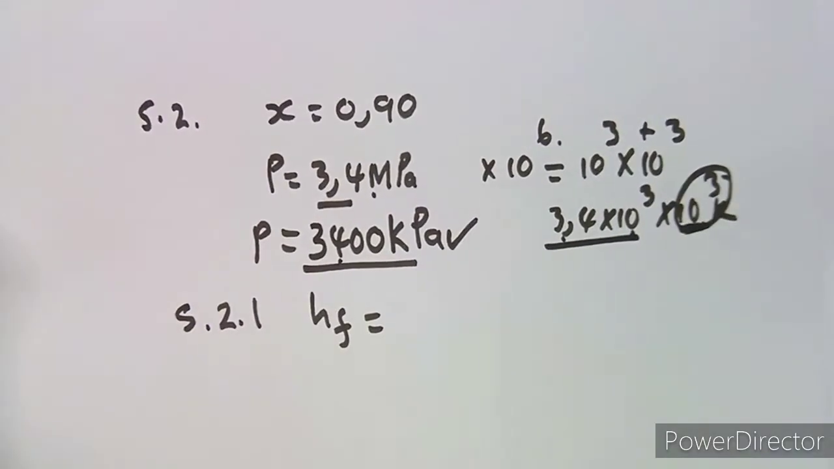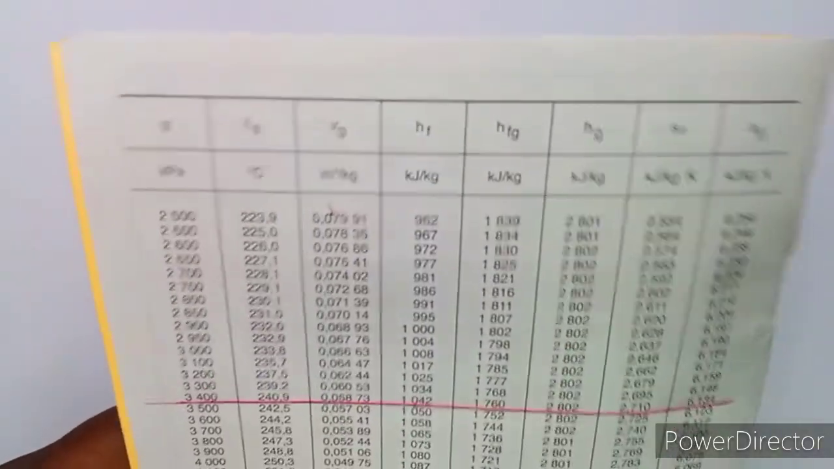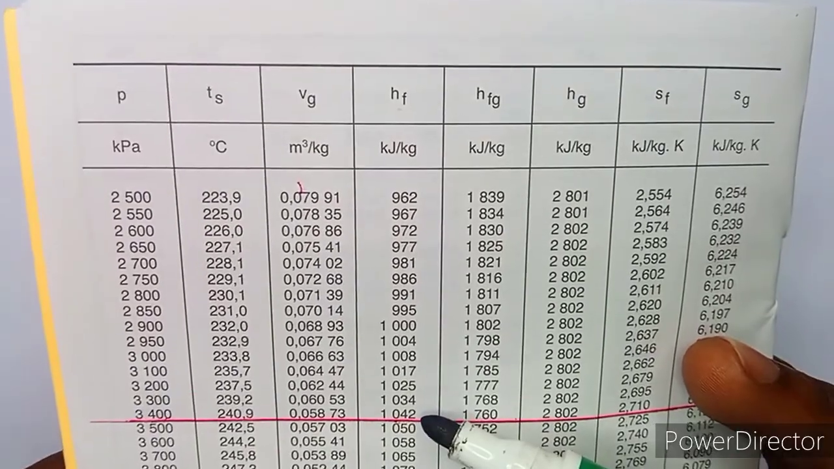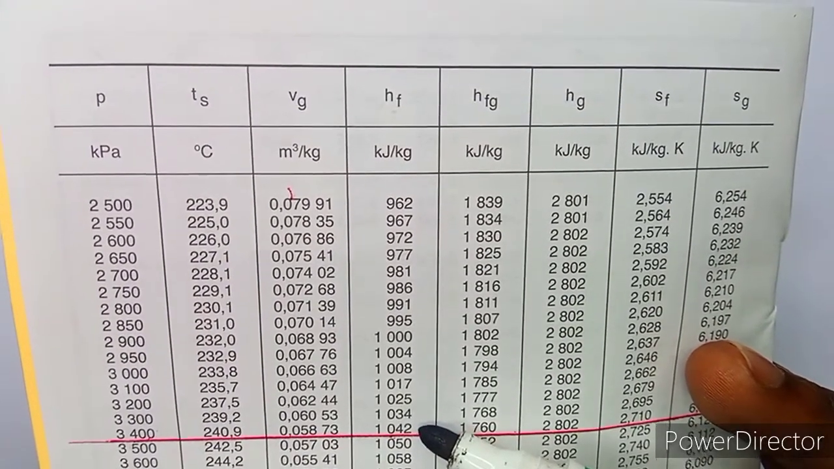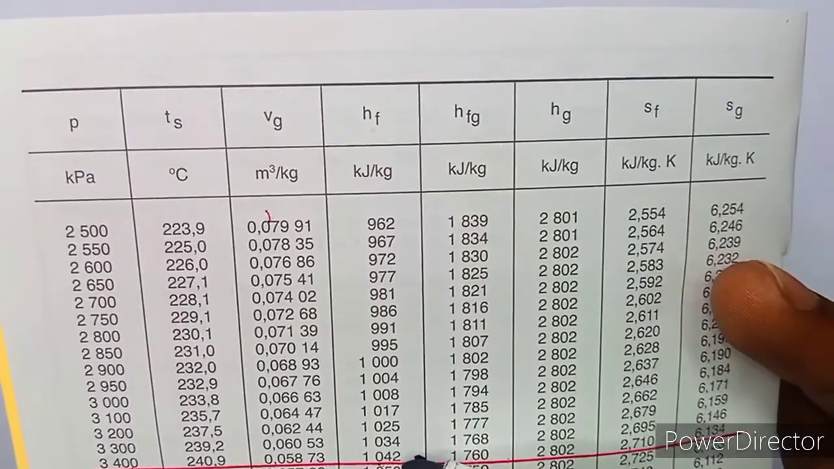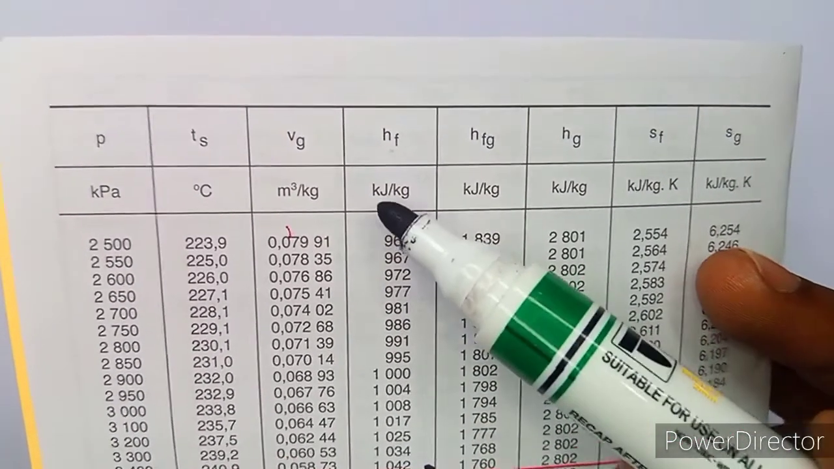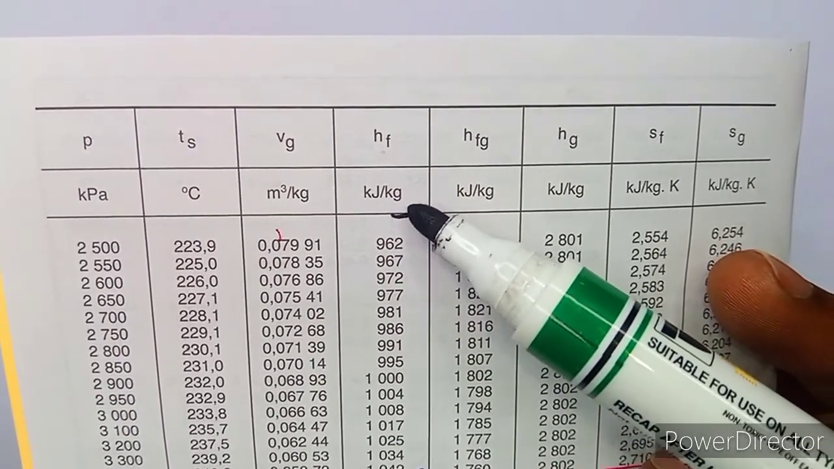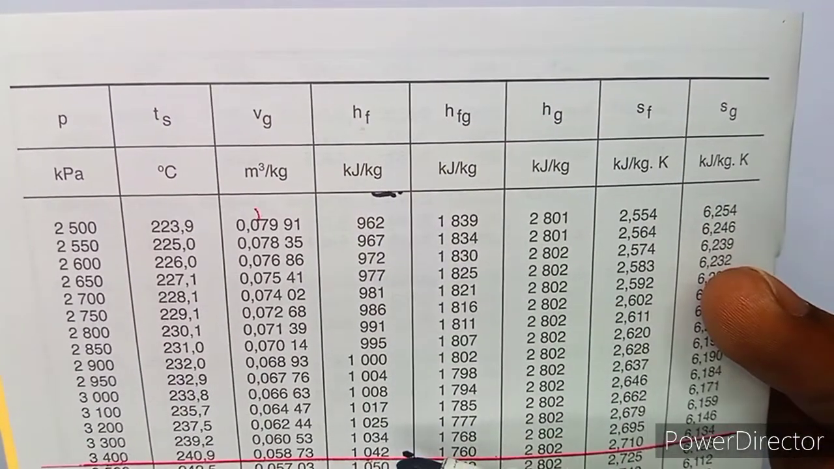So the first one, we need HF, so we are simply going to take the value of HF at 3400. So HF at this value is 1042. Take note about the units, kilojoules per kg. So 1042 kilojoules per kg.